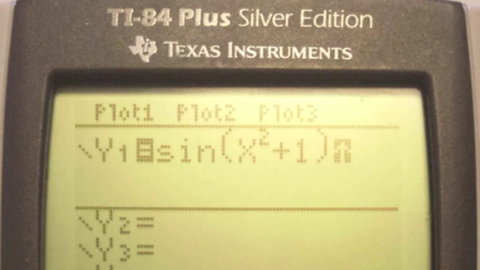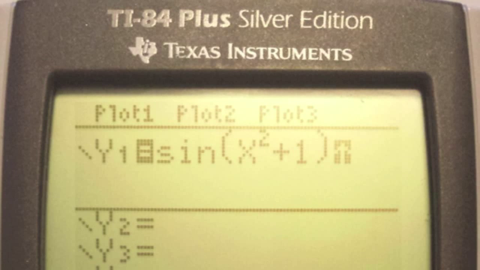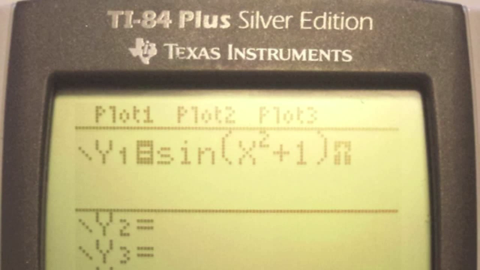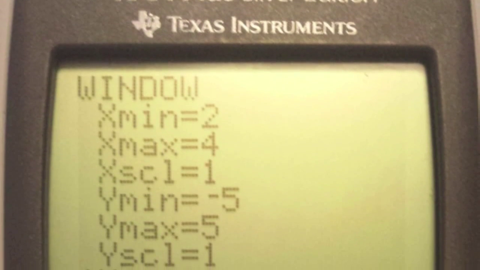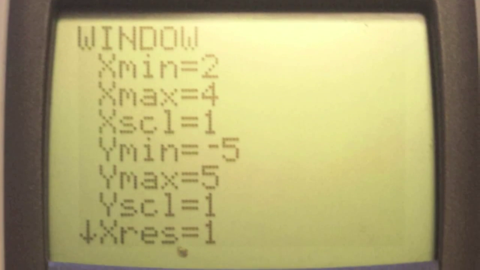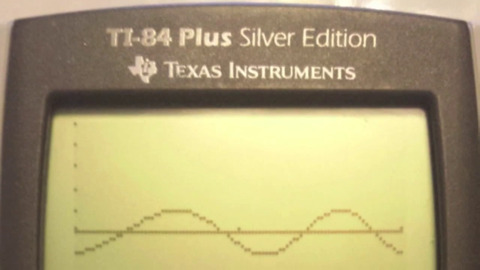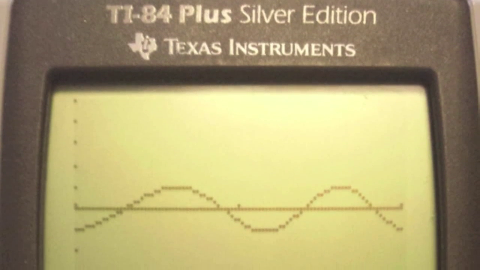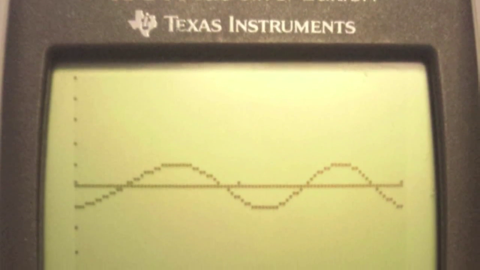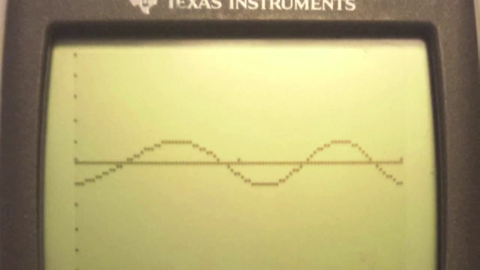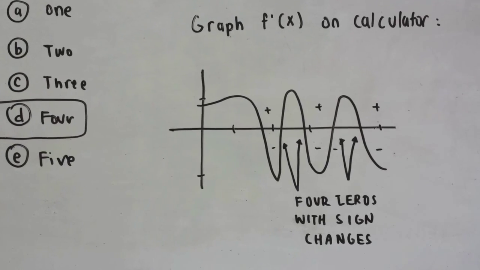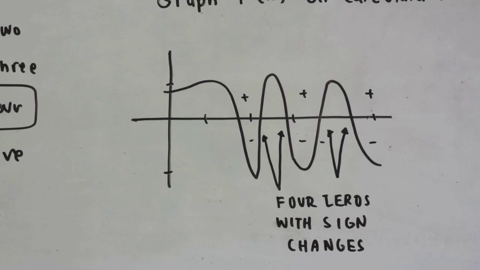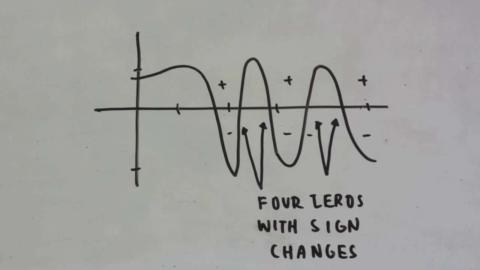Since this question allows for a calculator, you would use your TI-84. First, plug in your f prime into y equals, and after that, you would change your window settings from x min to 2 and x max to 4. Press graph, and you would now locate where the graph changes signs, meaning when it changes from negative to positive or positive to negative. As seen on the graph, there are 4 different places where the sign changes. These are your relative extrema.